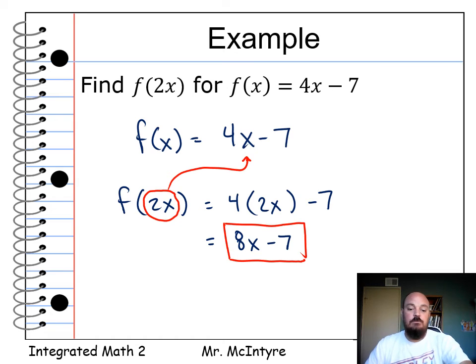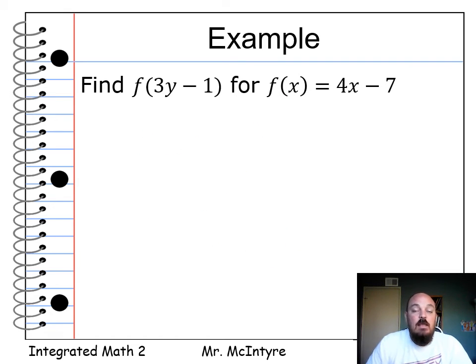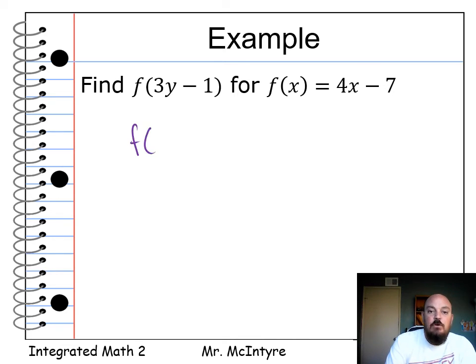Let's do one more. Same original function, f of x equals 4x minus 7. And this time I'm going to find f of 3y minus 1. So let's start the question the same way. I'm going to recopy the question, recopy the function. I like to have it there. And then underneath it, I am going to find f of 3y minus 1.